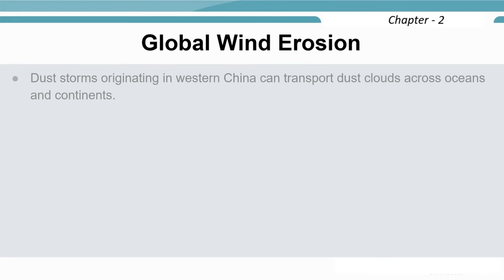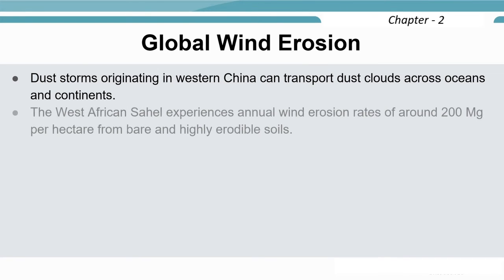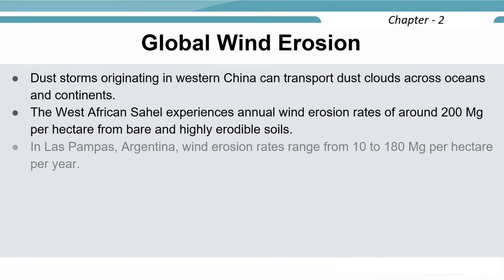Dust storms originating in western China can transport dust clouds across oceans and continents. The West African Sahel experiences annual wind erosion rates of around 200 megagrams per hectare from bare and highly erodible soils. In Las Pampas, Argentina, wind erosion rates range from 10 to 180 megagrams per hectare per year.